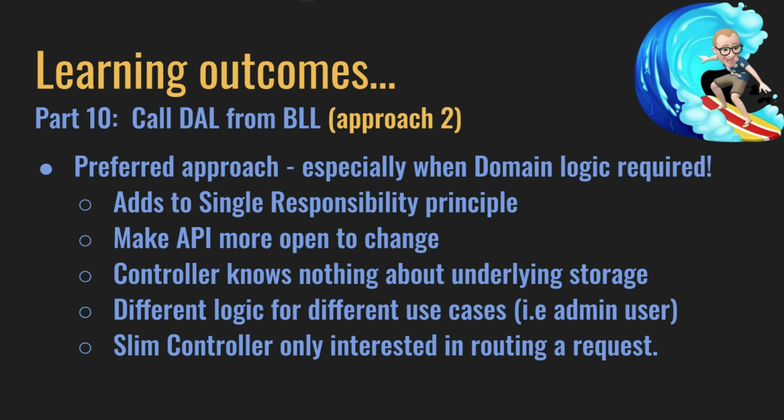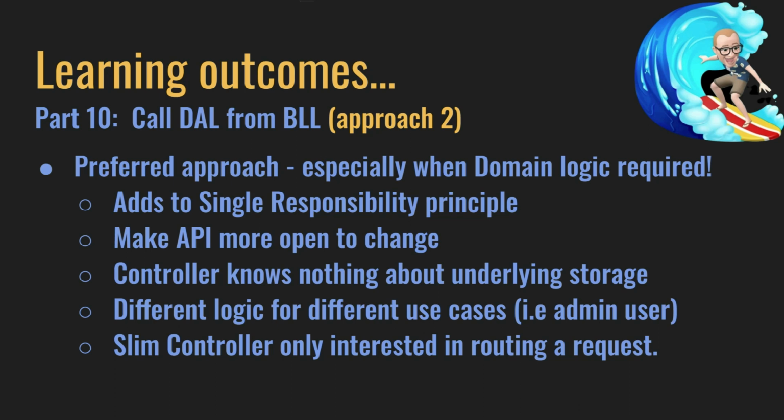By adding this extra layer of abstraction into our underlying architecture, it makes our API more open to future change. So nothing is coupled. Again, we've got a loose coupling going on, and we can swap various layers of our underlying web API in and out as we see fit.